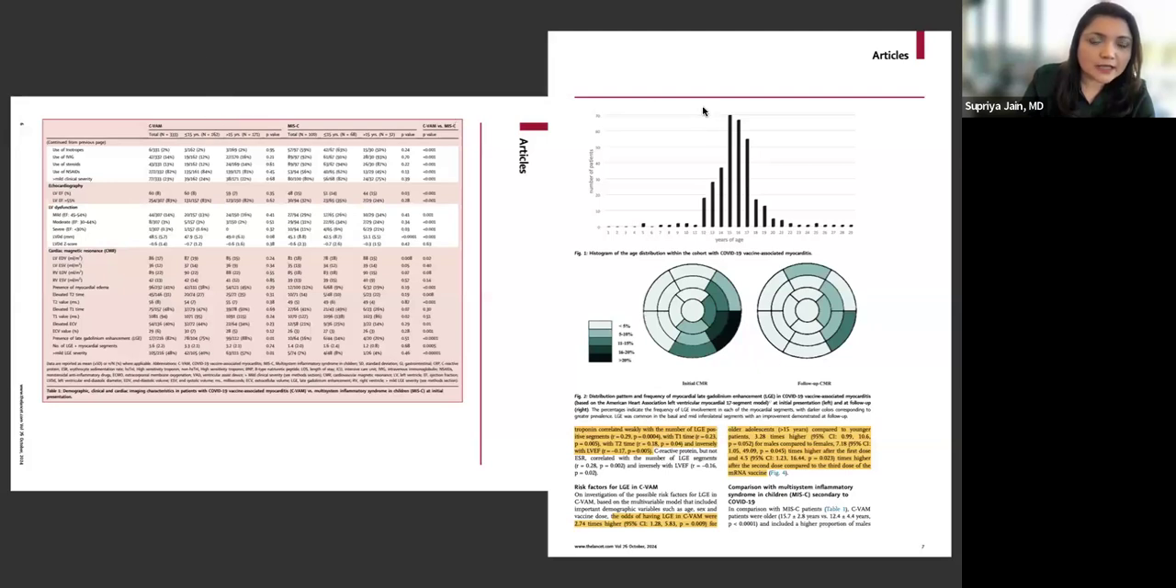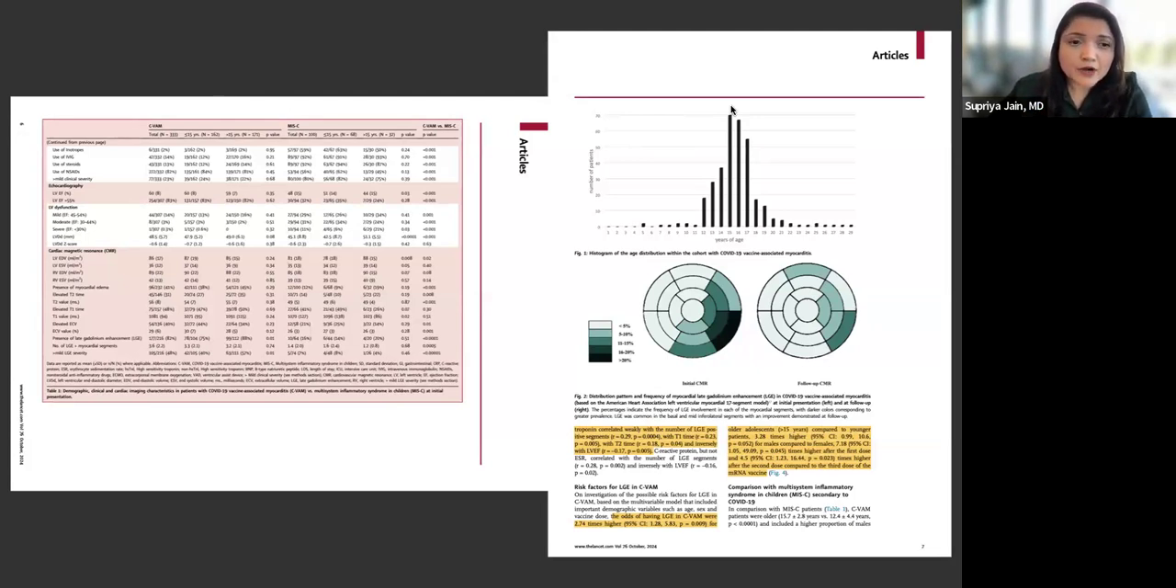Moving on to the cardiac imaging, interestingly, while LV dysfunction was much more prevalent in the MISC group, only 17% of the CVAM patients had LV dysfunction, and the majority of them were in the mild range. They only had mild LV dysfunction.